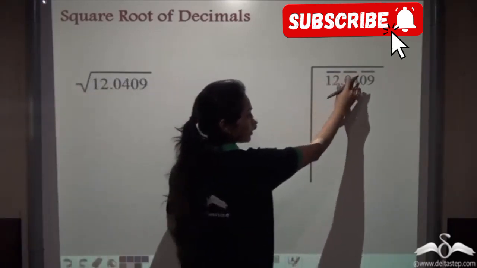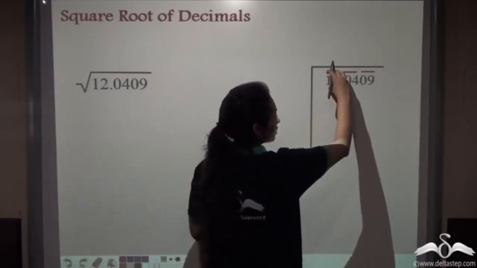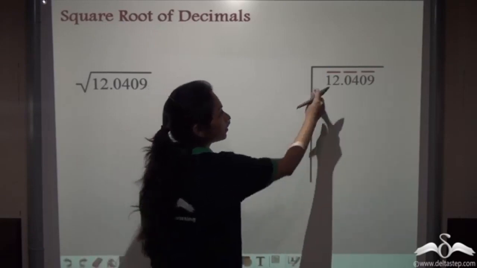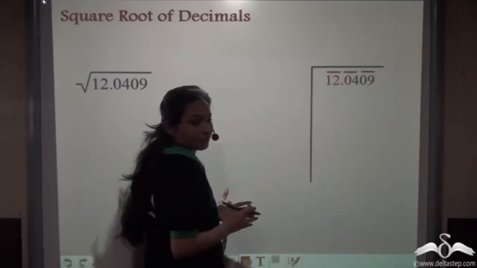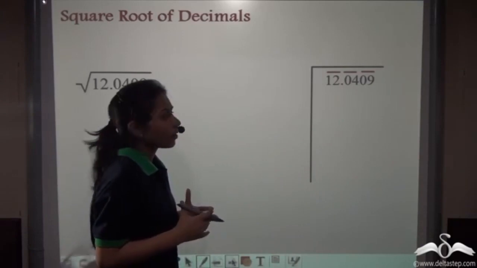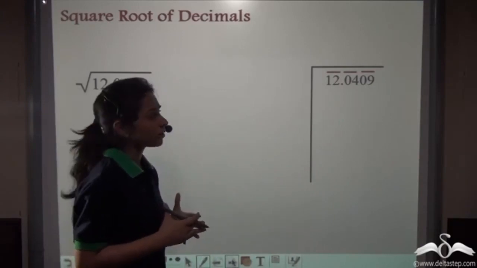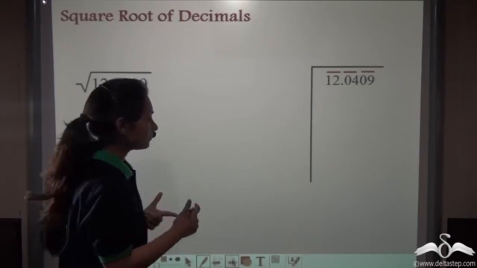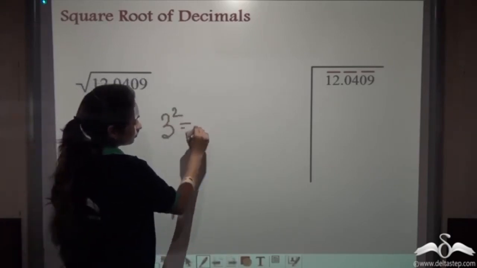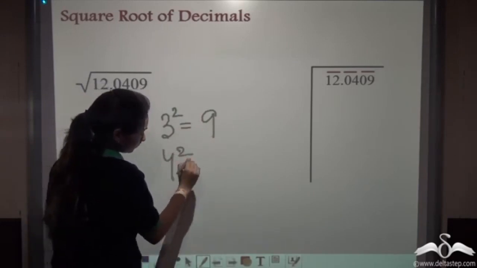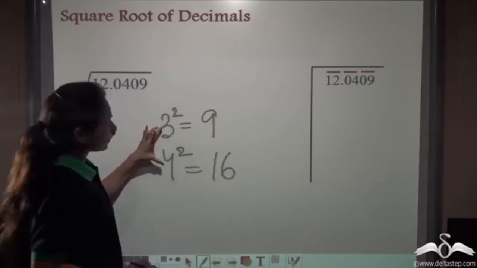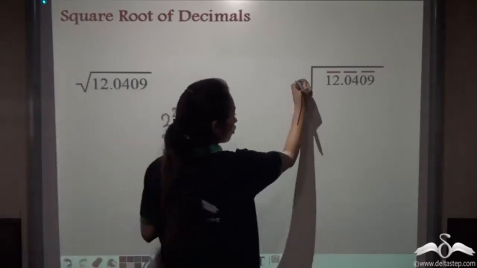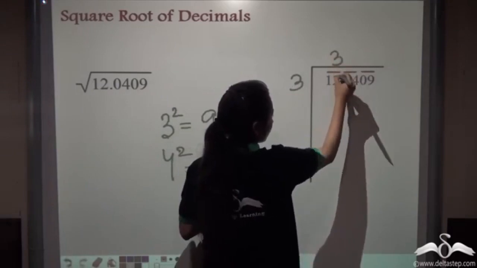The first step was placing the bar. Next, we take this first pair of digits. Now think about a number which when squared gives a number less than or equal to 12. Think about the squares of natural numbers. What is 3 square? 9. And what is 4 square? 16. So which number can be taken here? 3 can be taken because 16 will go beyond 12. So 3 into 3 gives us 9.